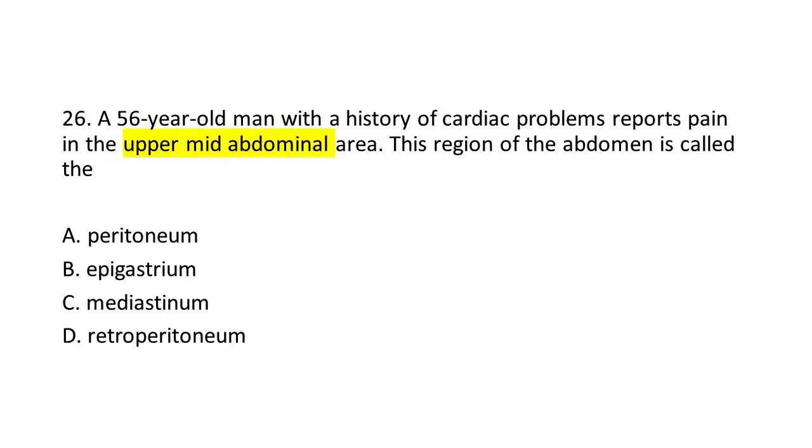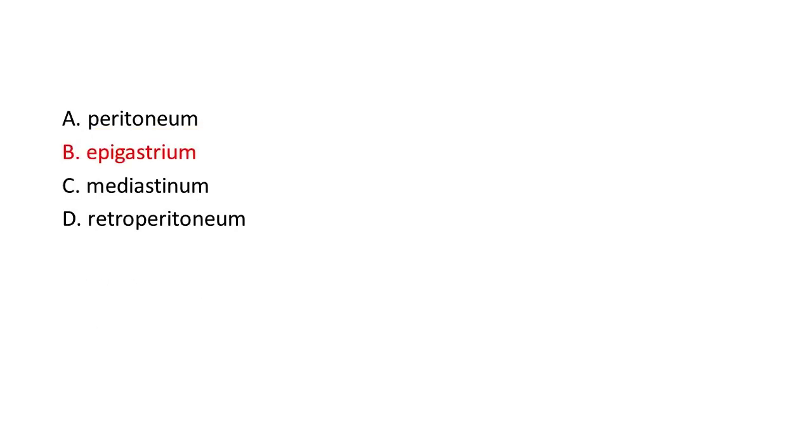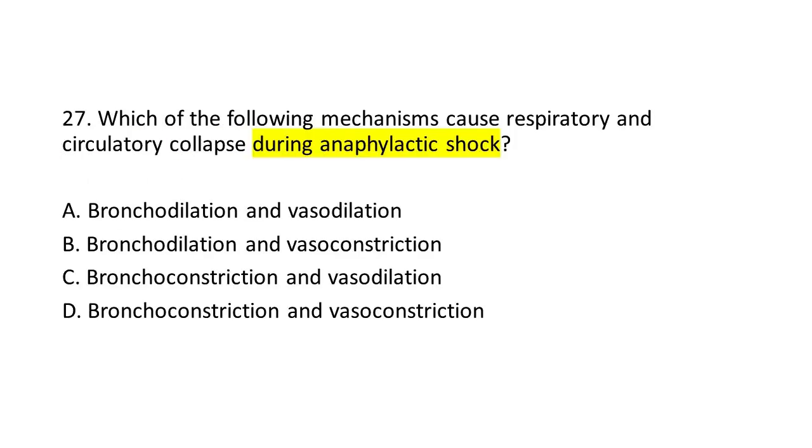26. A 56-year-old man with a history of cardiac problems reports pain in the upper mid-abdominal area. This region of the abdomen is called the A. Peritoneum. B. Epigastrium. C. Mediastinum. D. Retroperitoneum. The answer is B. Epigastrium. 27. Which of the following mechanisms cause respiratory and circulatory collapse during anaphylactic shock?